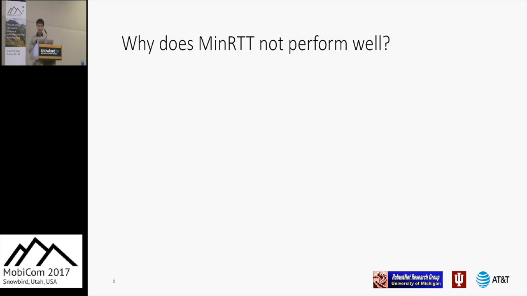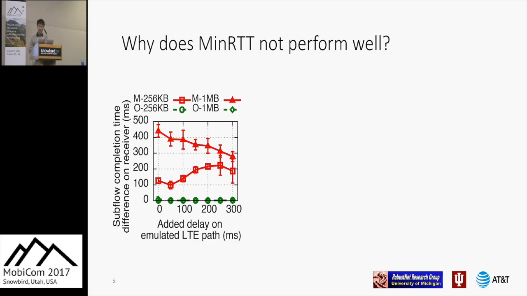So why does MinRTT not perform well? To answer this question, we look at the subflow completion time difference at the receiver side for both schedulers. In the left figure, the red line is the MinRTT subflow completion time difference. The green one is the optimal one. For MinRTT, we see that two subflows finish at different times. Basically, the red lines are above 0. And for the optimal scheduling, both subflows finish at the same time on the receiver side.